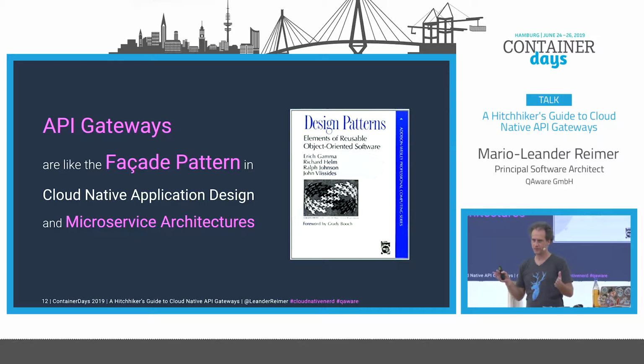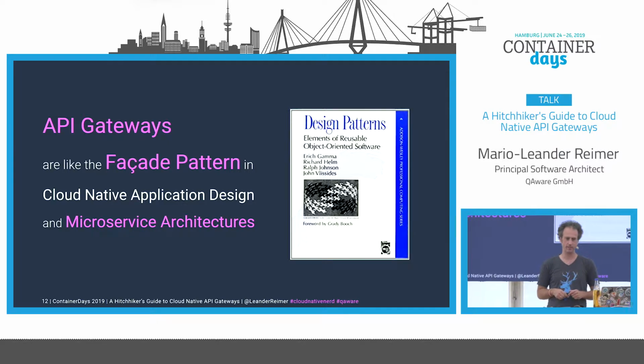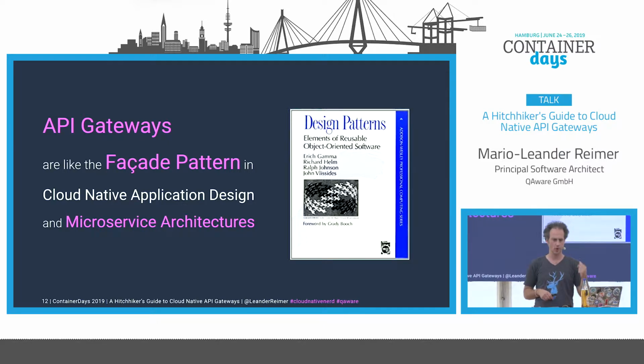What is a facade? Well, a facade is an interface to hide the internal complexity of a complex system. And the API gateway does exactly that, right? Via the API gateway, there's only the gateway, and how many microservices there are on the back end, the client does not know. So I think an API gateway is an essential design pattern for cloud-native applications.